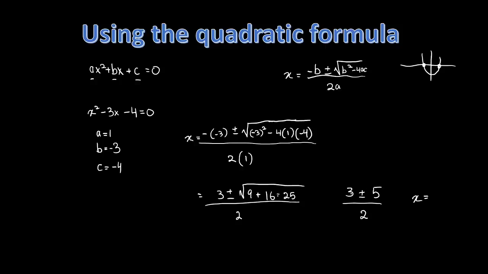x is equal to 3 plus 5, which is 8 over 2, is equal to 4, or x is equal to 3 minus 5, which is negative 2 over 2, which is equal to negative 1. And those are my two possible solutions for x. So x is equal to 4 or x is equal to negative 1. So meaning that in this graph here, x could either be minus 1 or x is equal to 4.